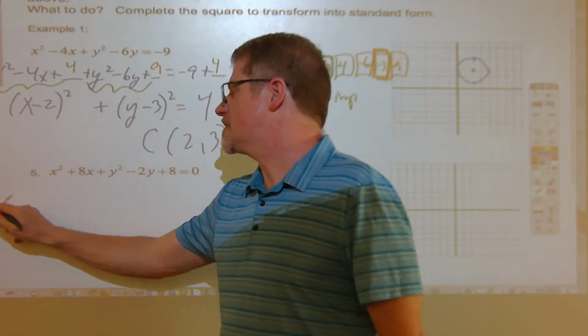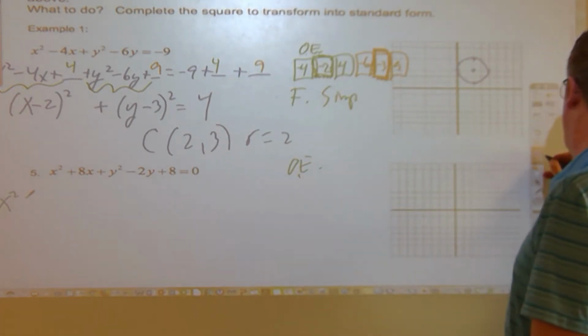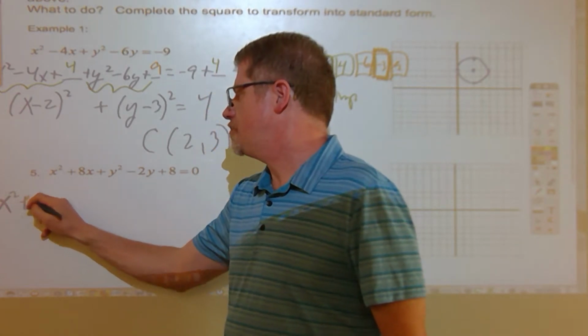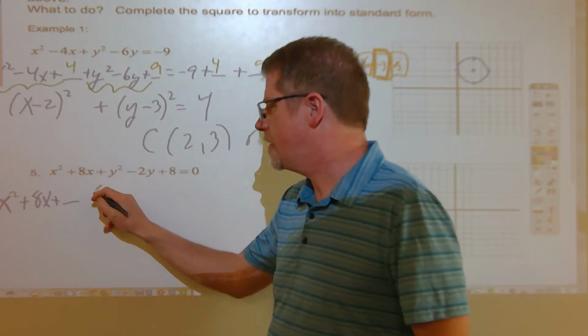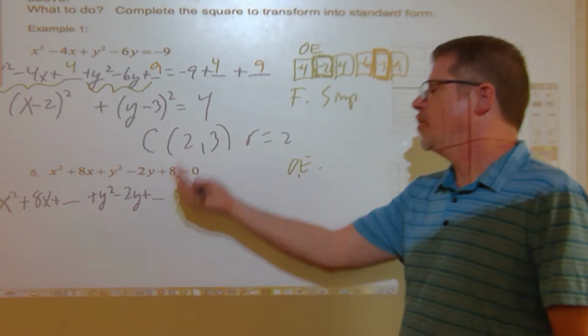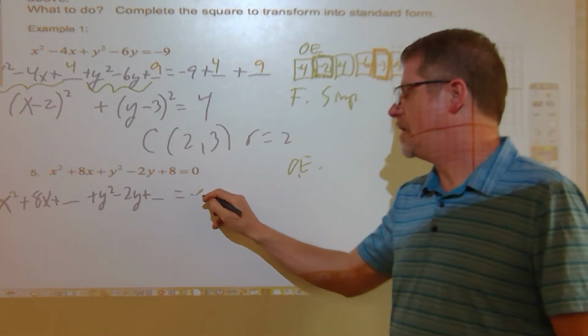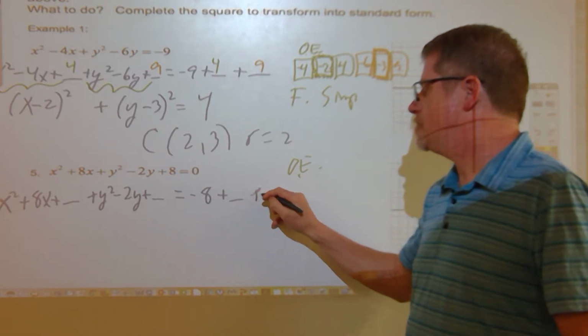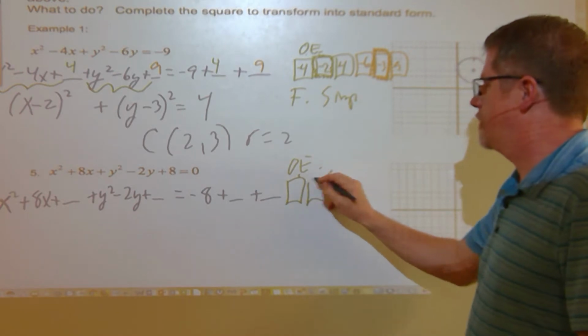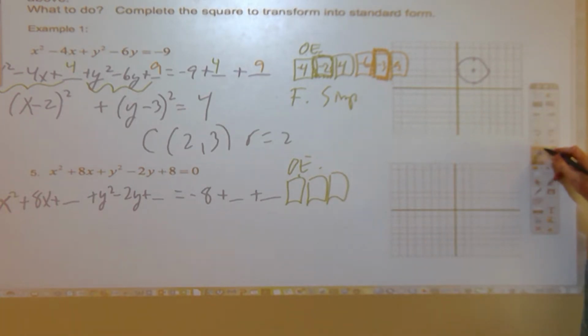All right, now, the thing that's just slightly different about the problem currently known as problem 5 is that when we set up the skeletal form of this, the form with the blanks, we got x squared plus 8x plus blank plus y squared minus 2y plus blank equals, and we're just exporting the 8 to the other side. So it's going to be -8 plus blank plus blank. Would you please fill in all 6 boxes?